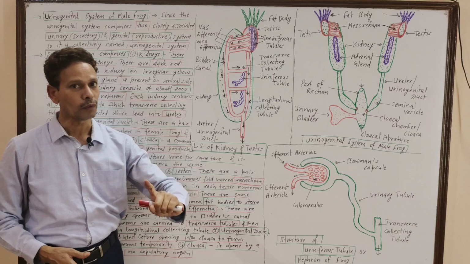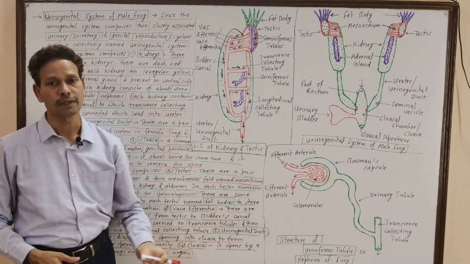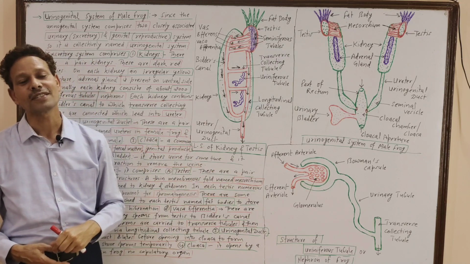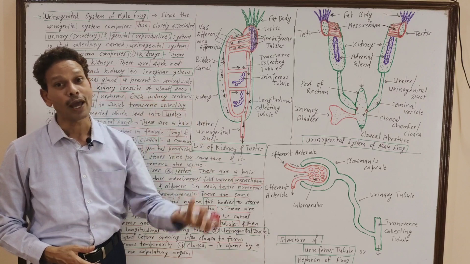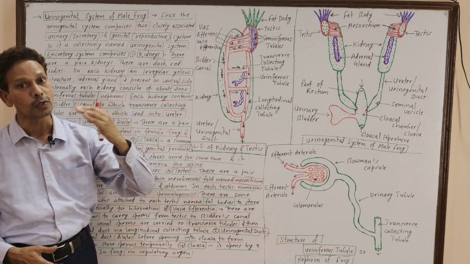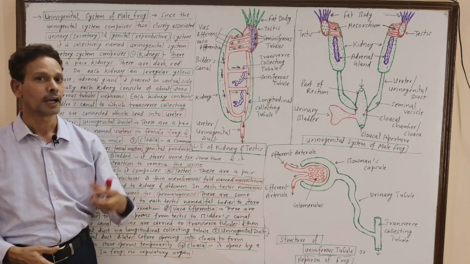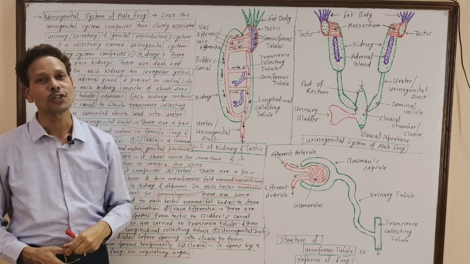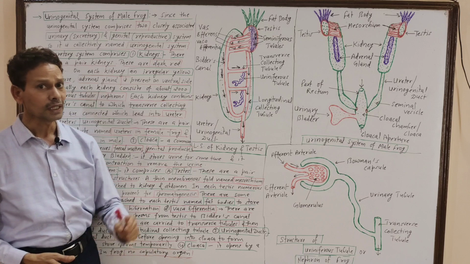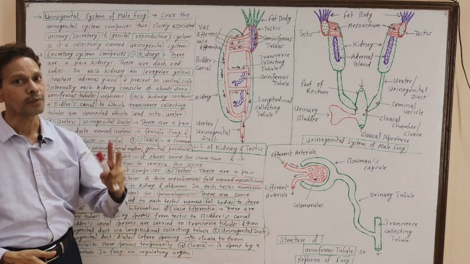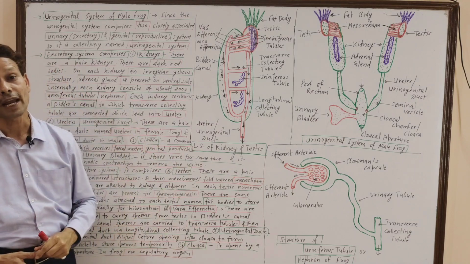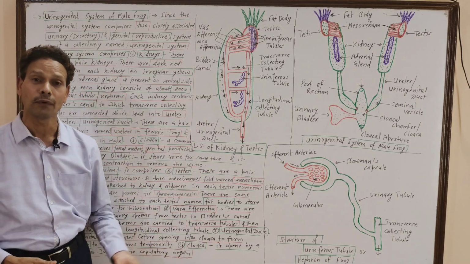Dear students, please note down. Urinogenital system means both systems: urinary or excretory system, and genital means reproductive system. Both systems, excretory and reproductive, are closely associated with each other, and collectively constitute the urinogenital system of the male frog. It means in today's lecture we will cover two important topics. One is the excretory or urinary system, and the second is the genital or male reproductive system of the frog.